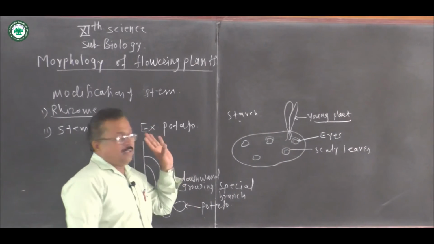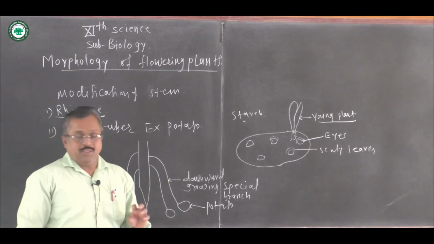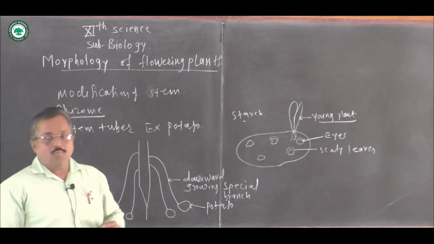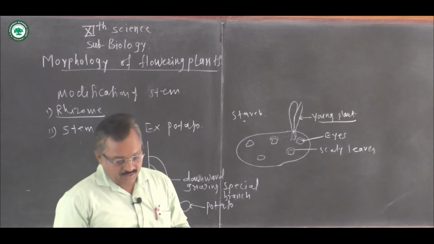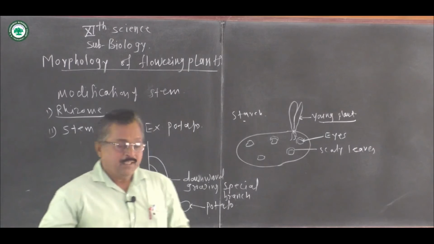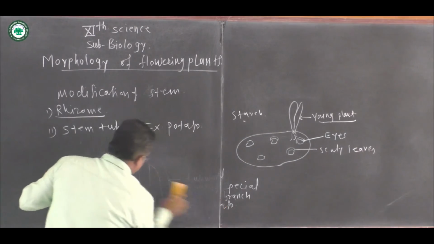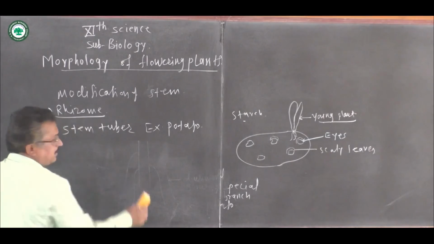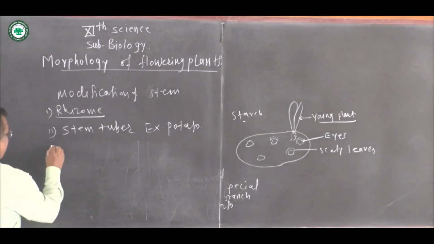This modification is done mainly for vegetative propagation and storage of food material. Okay, then another type of modification, the third type, is bulb.